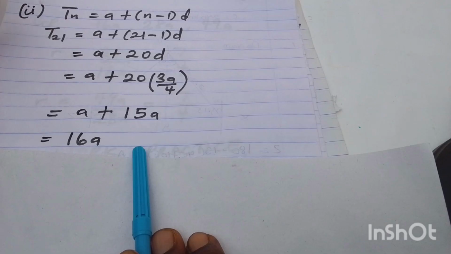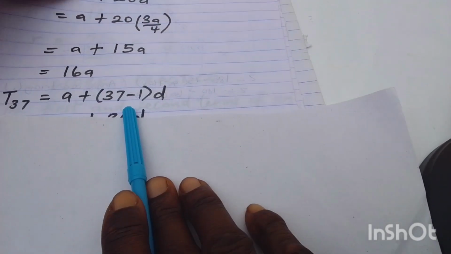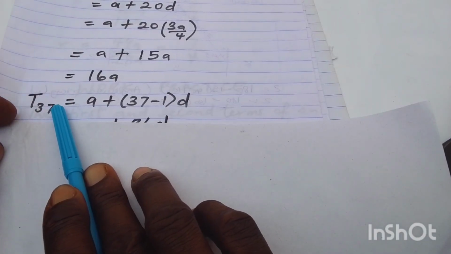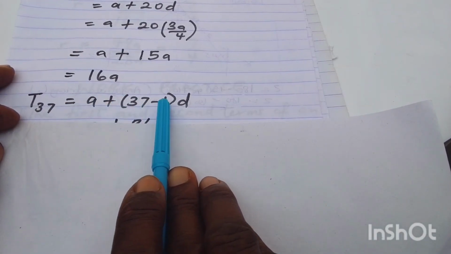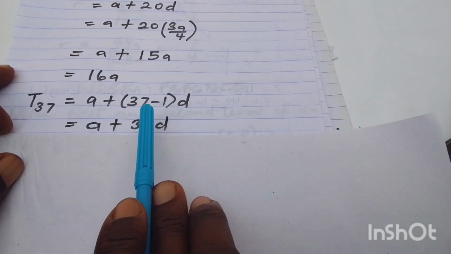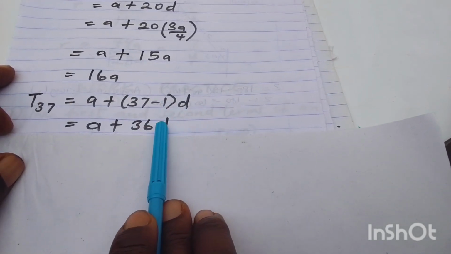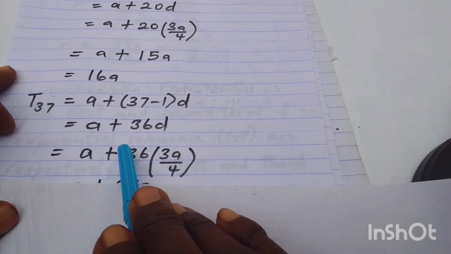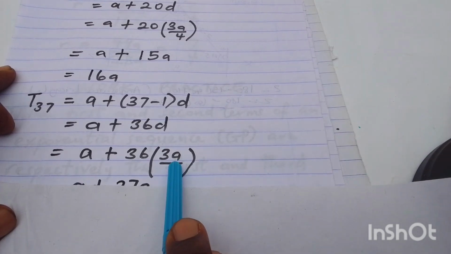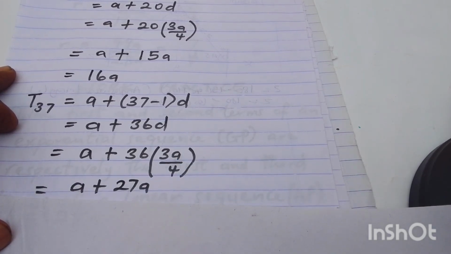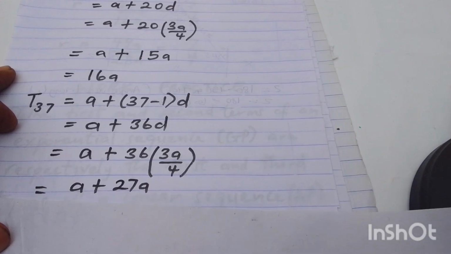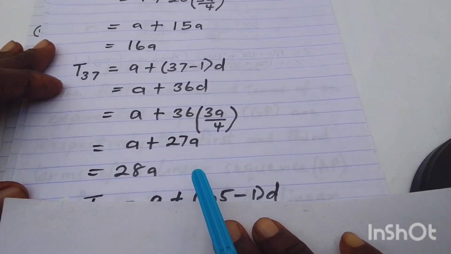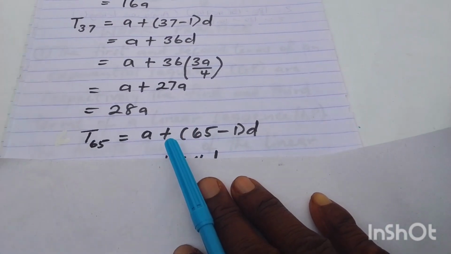Then let's look at the 37th term. For the 37th term, that means you are still going to substitute here. The 37th term will now be equal to a plus (37 minus 1)d. So 37 minus 1 is 36d. So we've got the value for d to be 3a over 4. Substitute. 4 into 36 is 9. 9 times 3a will give us 27a. So a plus 27a will give us what? 28a. So that means the 37th term is 28a.